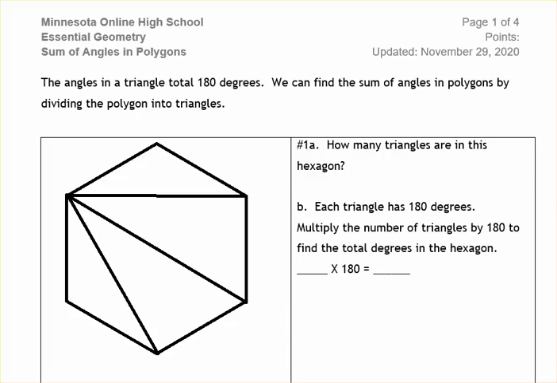Welcome. In this video, we'll discuss how to find the sum of the angles in a polygon. First, we have to remember what we learned last week, that any triangle has 180 degrees. We can use this to find the sum of the angles in a polygon by dividing the polygon into triangles.